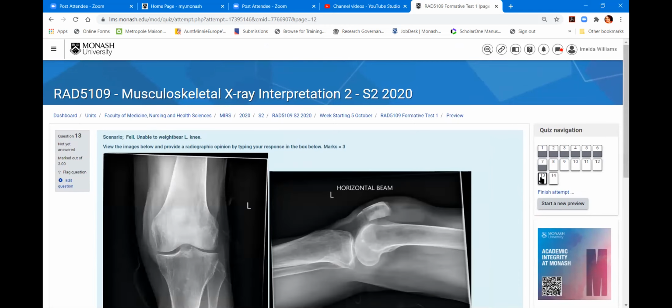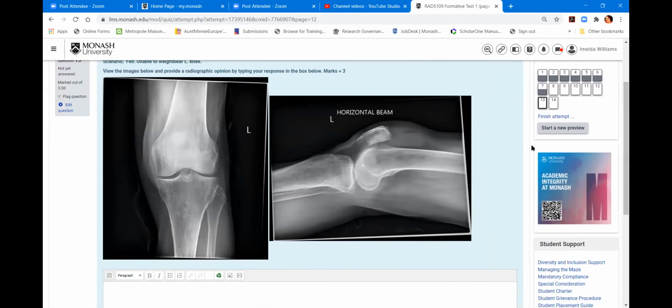Scenario 6. We have a patient who fell and is unable to weight bear on the left knee. You can see on the AP view there's significant soft tissue swelling there. It looks quite dense there. However, if we look at the alignment of the condyles, the medial femoral and tibial condyles line up, and also on the lateral side, the femoral and tibial condyles line up quite well. On this image, it doesn't look like there are any fractures of the tibial plateau.